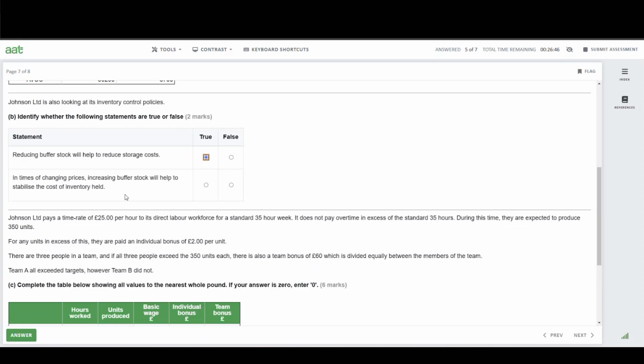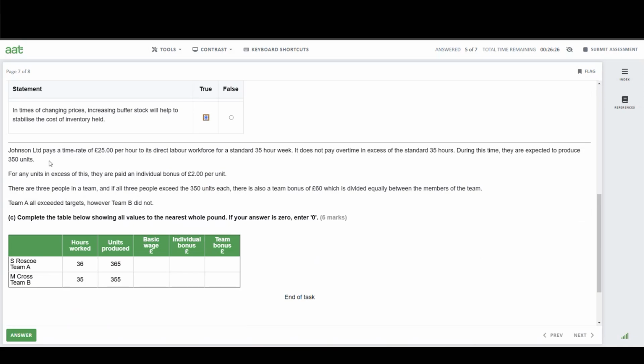In times of changing prices, increasing buffer stock will help to stabilise the cost of inventory held. Well, yes, the more buffer stock that we have at the same price will certainly help to stabilise the cost of inventory held. That statement is true.